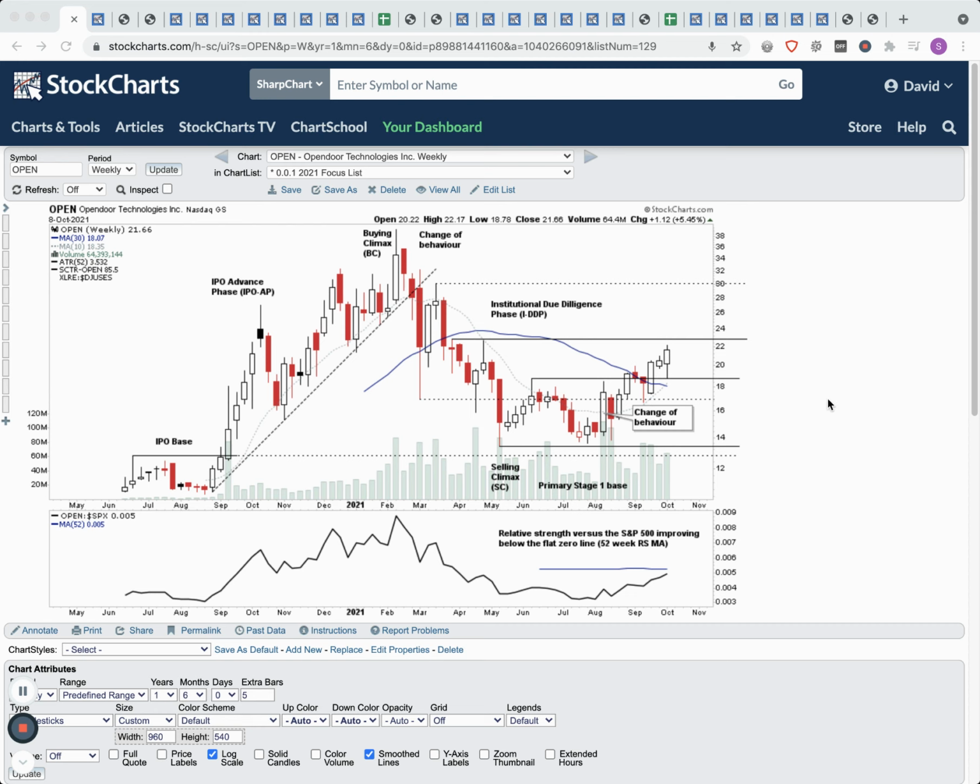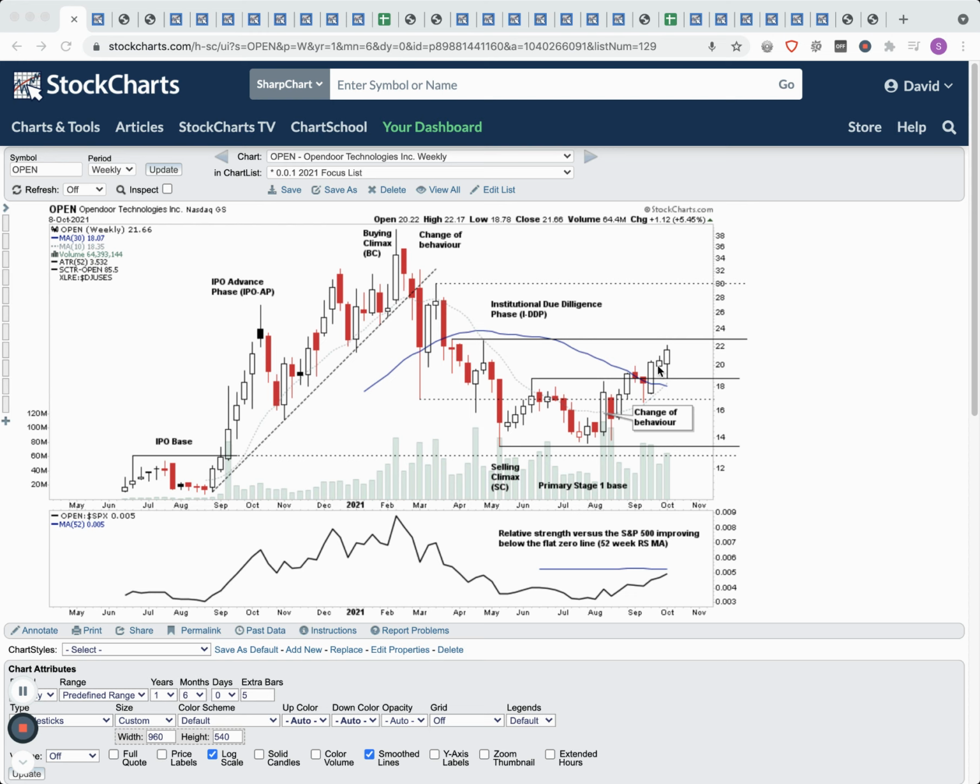So, coming back to the start here, we're going to start by talking about OPEN, which is Opendoor Technologies. As I said, I did a blog post on this yesterday. So I'm just going to run through this and go into it in a little bit more detail.